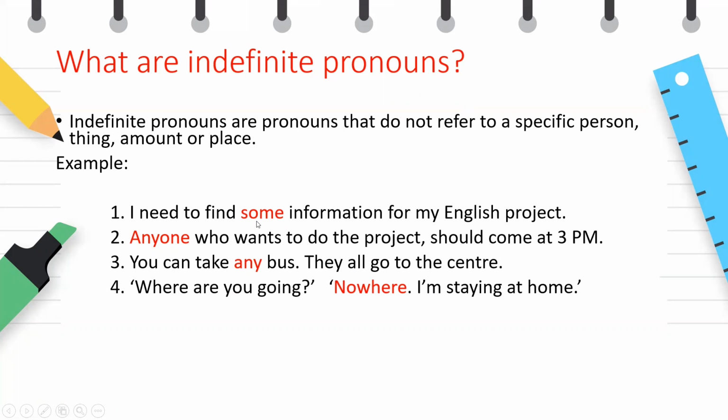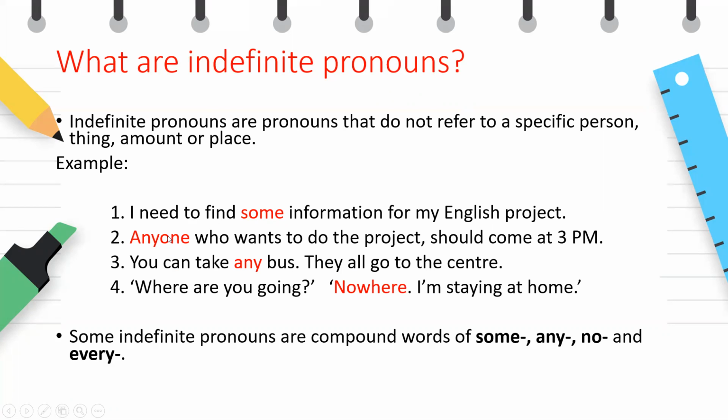So you can see that all these words like some, anyone, any, and nowhere are indefinite pronouns. Some of them, like anyone and nowhere, are compound words of any and no in this case, but there are also indefinite pronouns that are compound words of some and every.